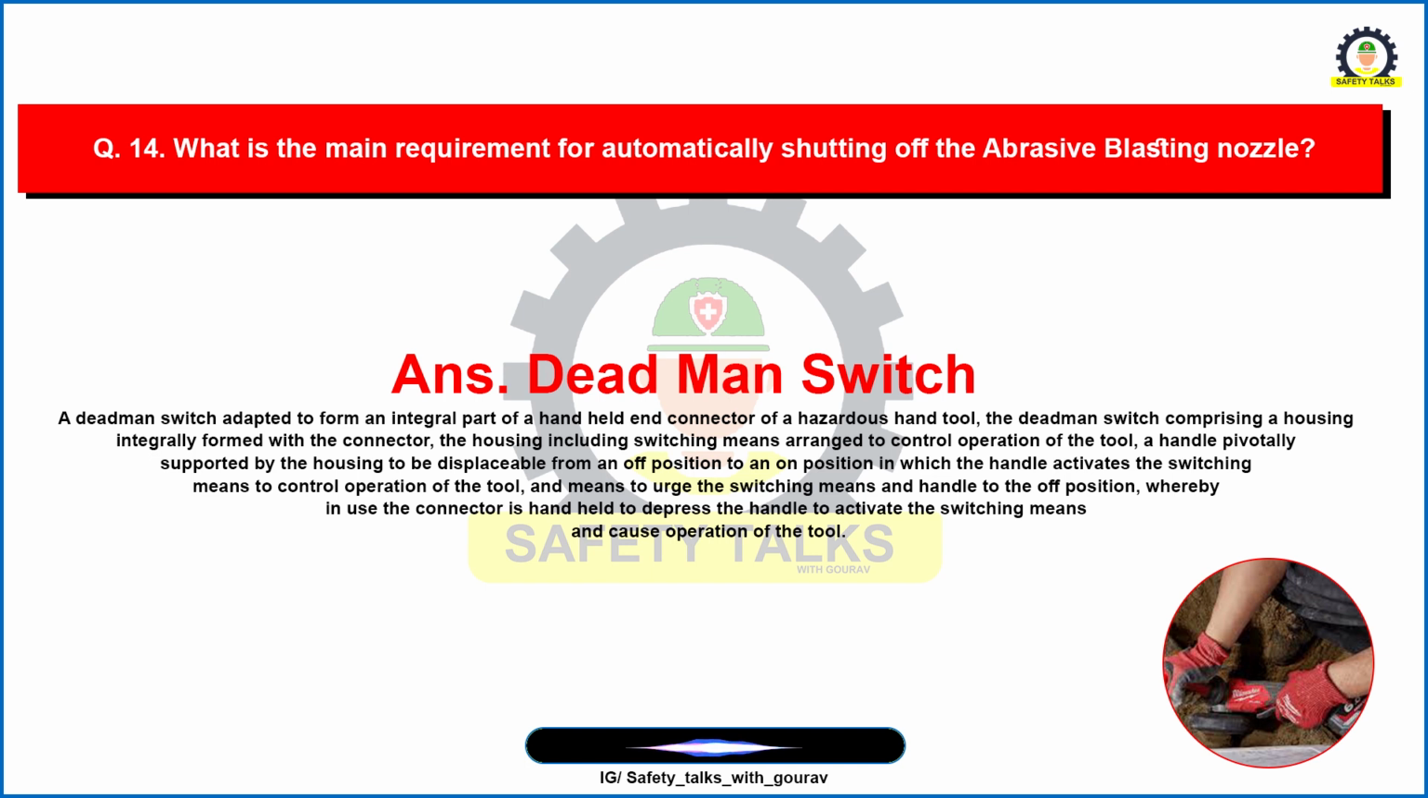So the housing including switching means arranged to control operation of the tool. A handle pivotally supported by the housing to be displaceable from an off position to an on position in which the handle activates the switching means to control operations of the tool, and means to urge the switching means and the handle to the off position. Whereby in use the connector is handheld to depress the handle to activate the switching means and cause operation of the tool. So the answer will be dead man switch.